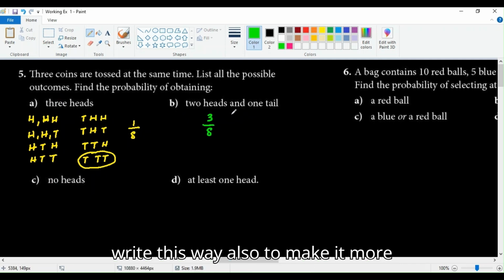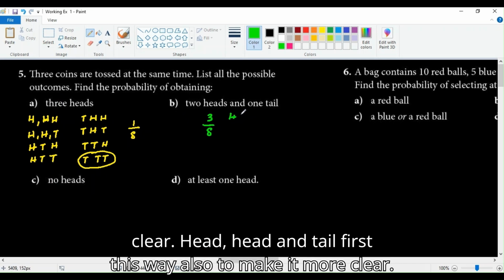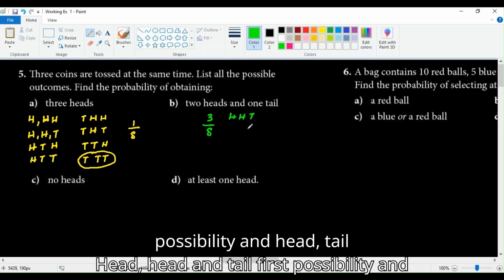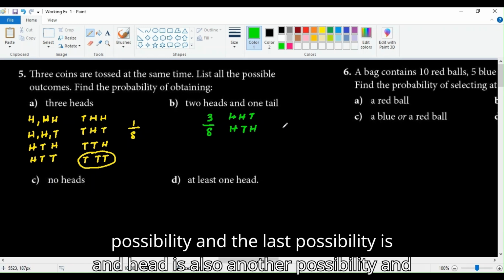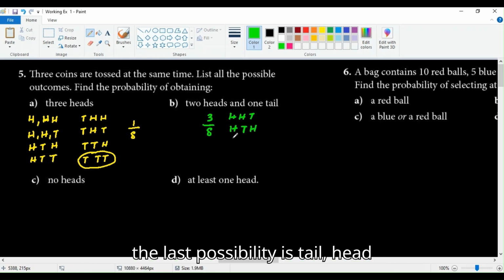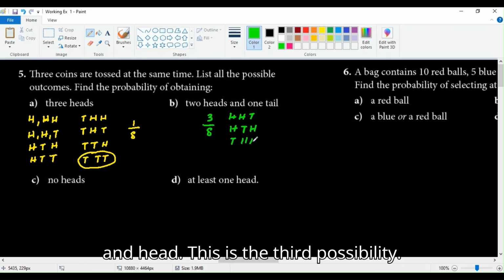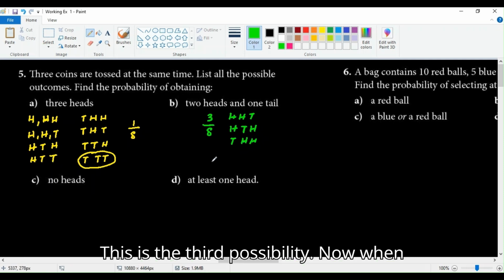Or you can write this way also to make it more clear. Head, head, and tail, first possibility, and head, tail, and head is also another possibility. And the last possibility is tail, head, and head. This is the third possibility.